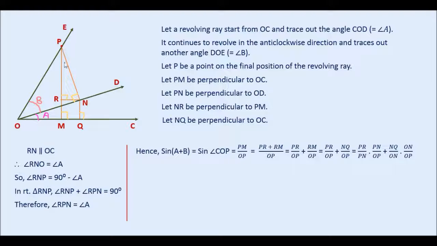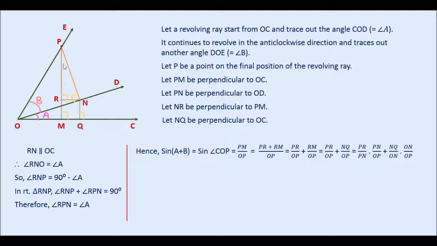PR and OP. Again, we are seeing that these two sides are not the sides of a single triangle. They are sides of a triangle, but not of the same triangle. But we have to get the sides of the same triangle as the numerator and the denominator, so that we can express them as a trigonometric ratio. If we take this PR, this is not a hypotenuse. So we have to get the hypotenuse. For this triangle PRN, PN is the hypotenuse.